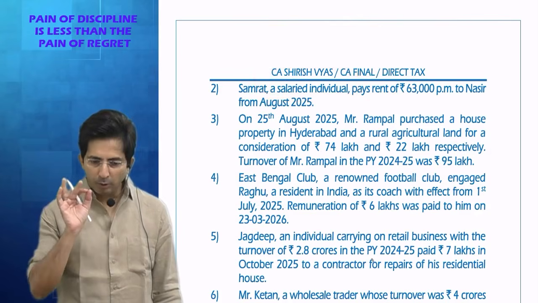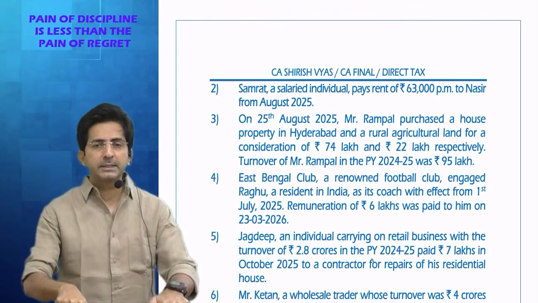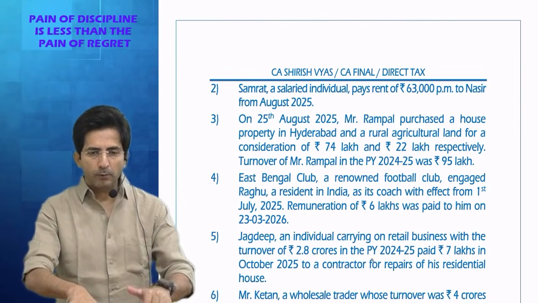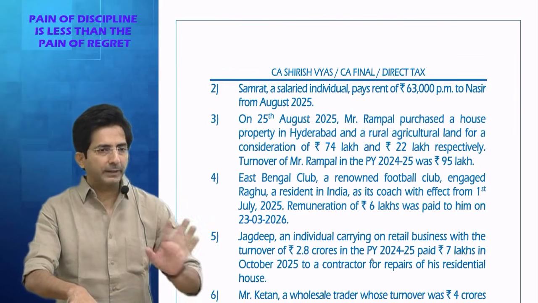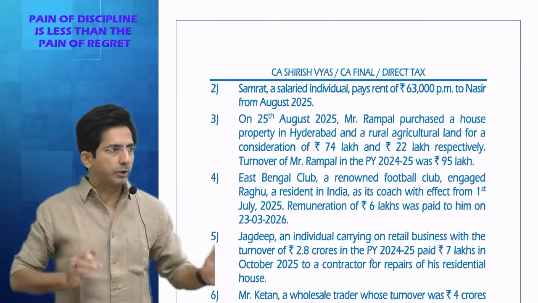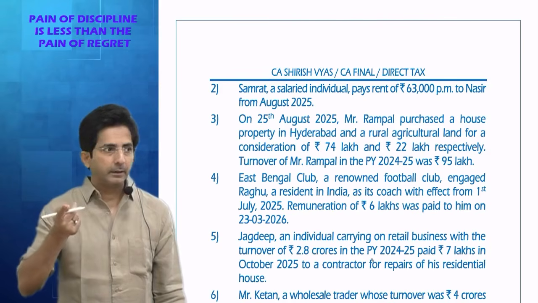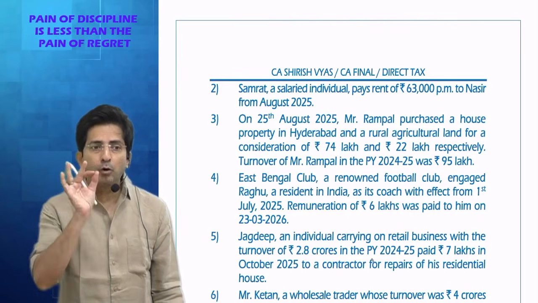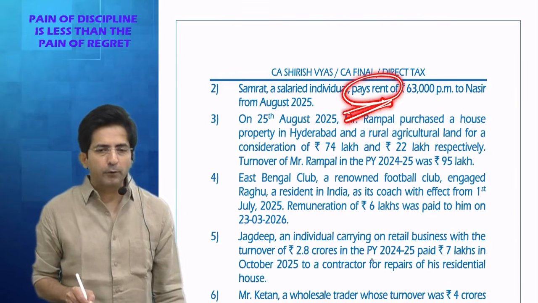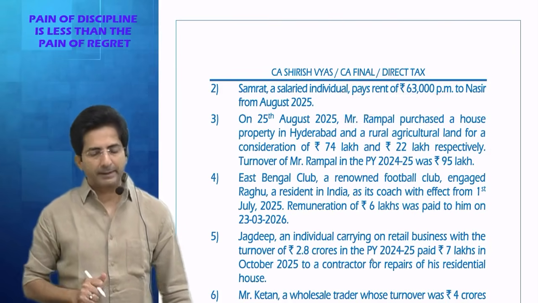Salaried individual means small individual or HUF. You know what is the meaning of small individual or HUF? An individual or HUF who doesn't have business, or even if he has business, his turnover in the preceding financial year did not exceed 1 crore. And if he is a professional, gross receipt did not exceed 50 lakhs. So here he is a salaried person, and salaried people are always called small individual or HUF. And when a small individual or HUF pays rent, TDS is under 194IB. But 194IB is attracted only for immovable property. Here this rent is for what? Nothing is given, so we can assume it is for immovable property. And the amount is also more than 50,000 per month. So TDS shall be attracted.